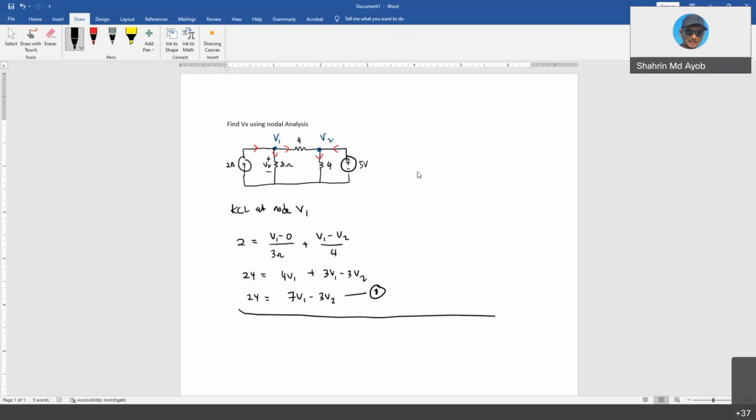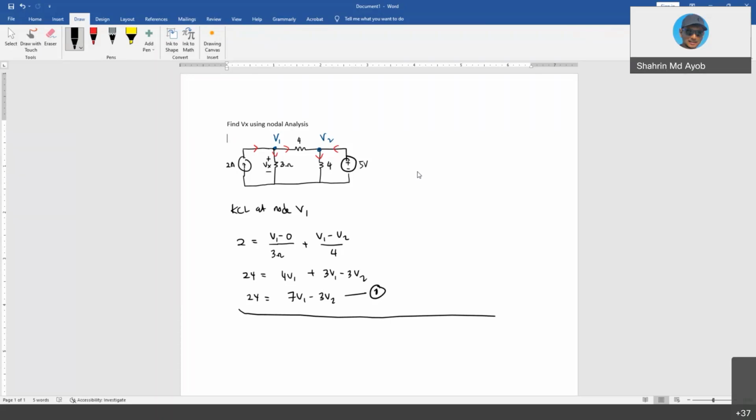Meaning that you already know your V2. You don't need to derive the equation of the KCL at node V2. Okay, no need, because as mentioned before, in nodal analysis the objective is to calculate the node voltage, right?